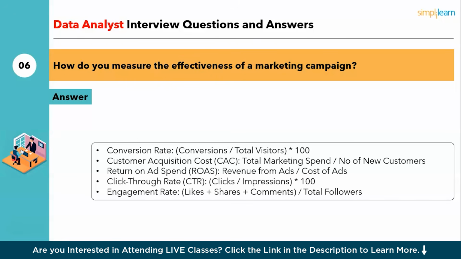And lastly, the engagement rate, which is the overall engagement you received on your website or web page or a post on your social media sites: the total number of likes plus total number of shares plus total number of comments divided by the total number of followers you already have. That gives you the engagement rate.